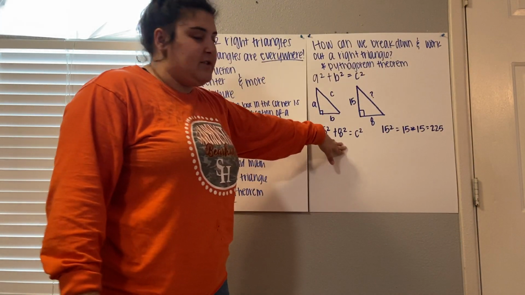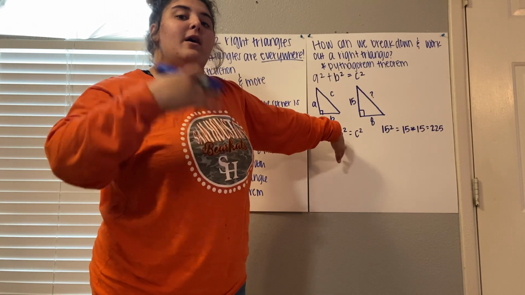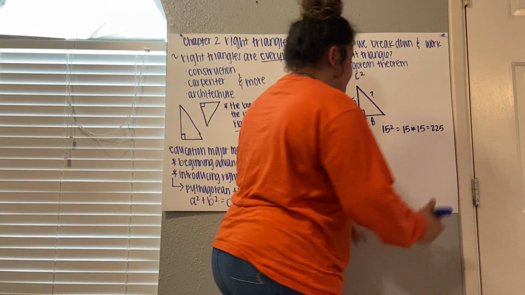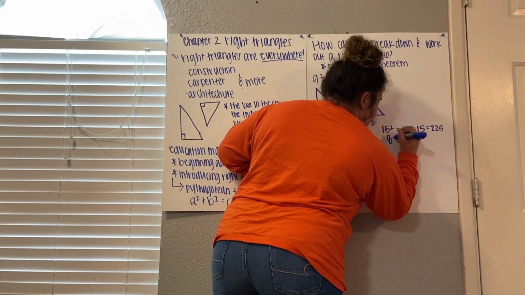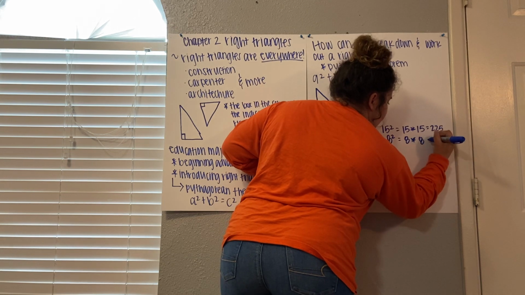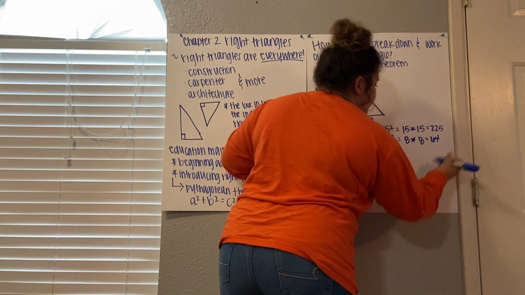Same thing for 8 squared. We're going to break that down because we know that it's going to be 8 squared equals 8 times 8. So let's go ahead and write that out. 8 squared equals 8 times 8, which equals 64.